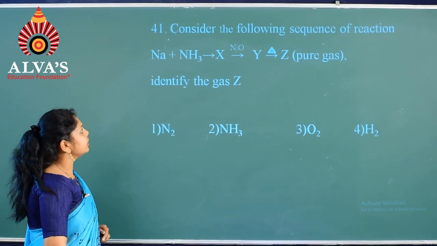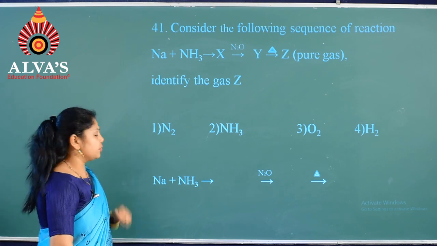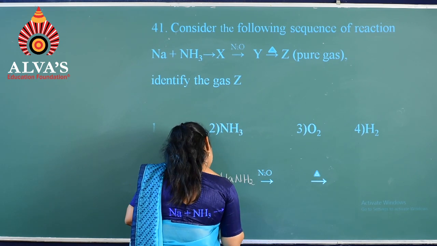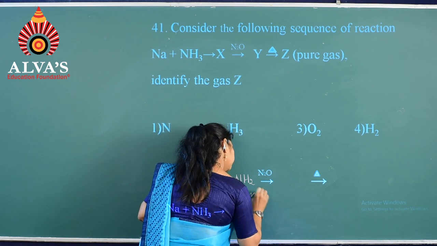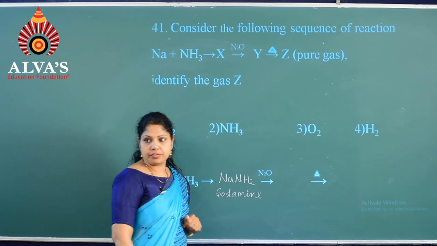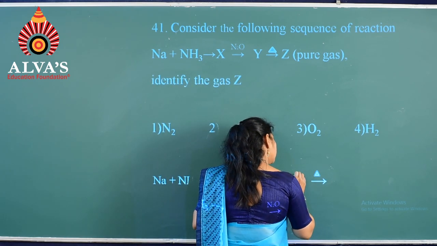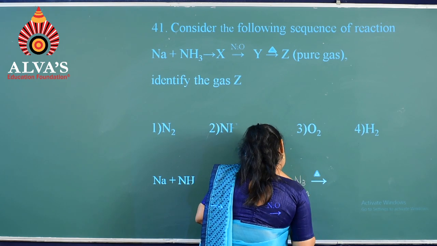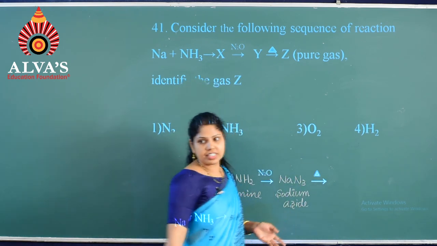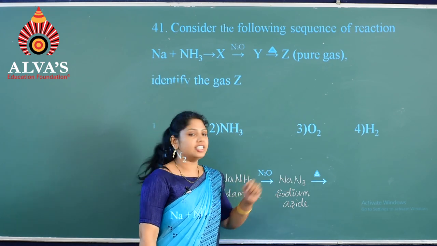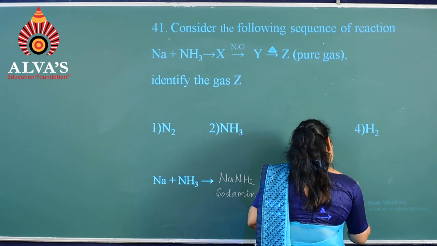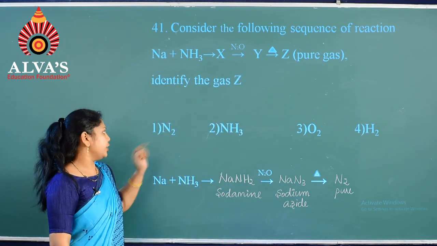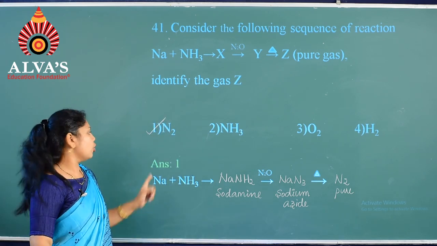Question number 41. Consider the following sequence of reactions. When sodium reacts with ammonia, you are going to get sodamide, that is NaNH2. When sodamide is treated with dinitrogen oxide, it is going to give you sodium azide. Already we have discussed that when barium and sodium azide is heated at a very high temperature, you are going to get pure nitrogen. Hence, the pure gas liberated during the reaction is nitrogen. Hence, the correct option would be option number 1.